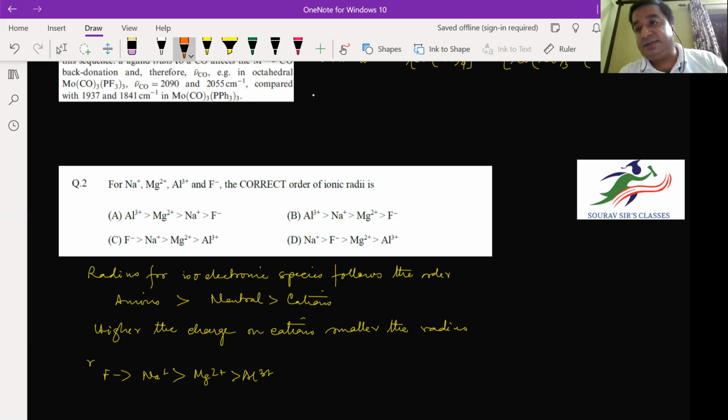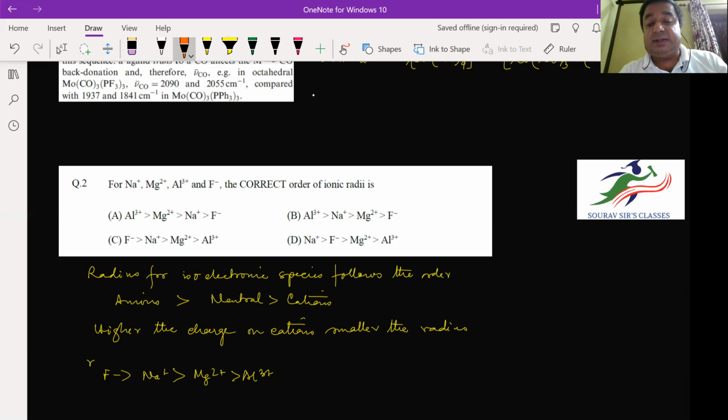For a cation, again there is imbalance of charge. Here the positive charge is more than that of the negative charge. So here charge will be pulled towards the nucleus. That means the radius will shrink. So what will be the order? Anion is greater than that of the neutral, which is greater than that of the cation. So here we will say F- will be greater than that of, there's no neutral atom over here, F- will be greater than that of sodium.